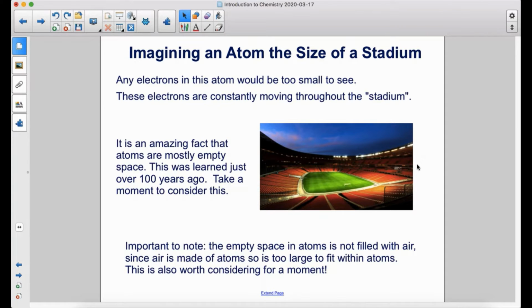This was learned just over 100 years ago. Take a moment to consider this. Important to note, the empty space in atoms is not filled with air, since air is made of atoms, so is too large to fit within atoms. This is also worth considering for a moment.